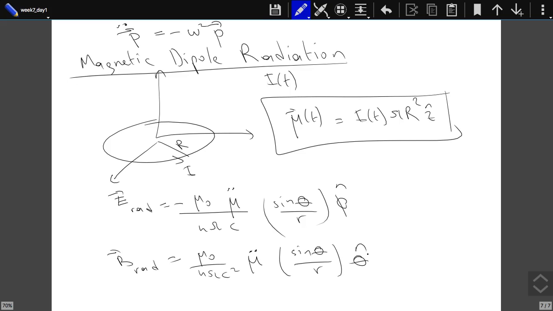Student: John, what is mu? Mu is the magnetic dipole moment, mu of t. Or let me put it this way, sorry, not the magnitude. The mu vector is mu of t in the z direction.